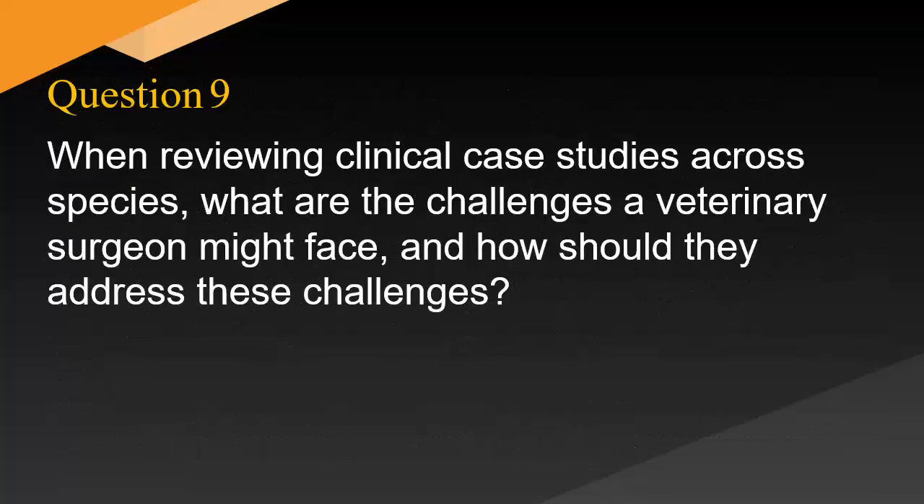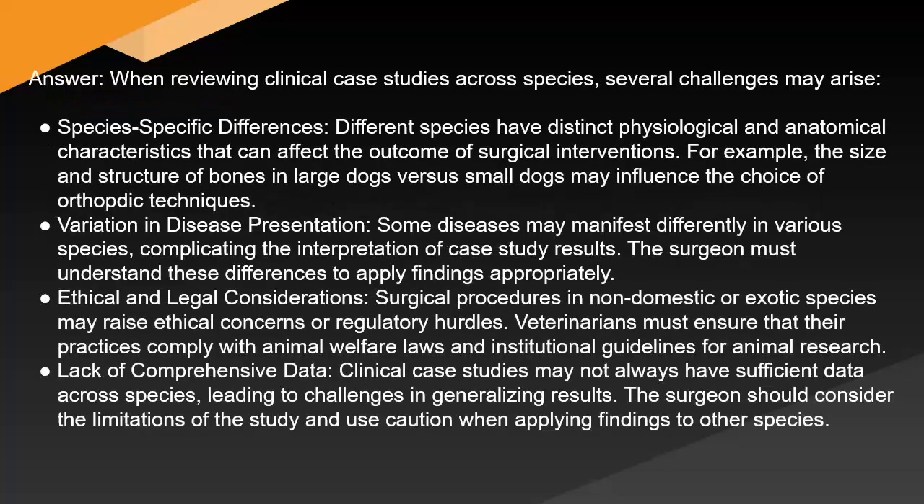When reviewing clinical case studies across species, what are the challenges a veterinary surgeon might face, and how should they address these challenges? Answer: when reviewing clinical case studies across species, several challenges may arise. Species-specific differences. Different species have distinct physiological and anatomical characteristics that can affect the outcome of surgical interventions. For example, the size and structure of bones in large dogs versus small dogs may influence the choice of orthopedic techniques. Variation in disease presentation. Some diseases may manifest differently in various species, complicating the interpretation of case study results. The surgeon must understand these differences to apply findings appropriately.